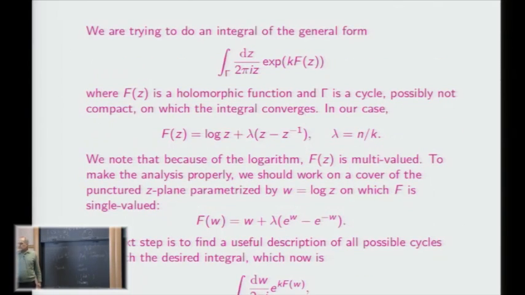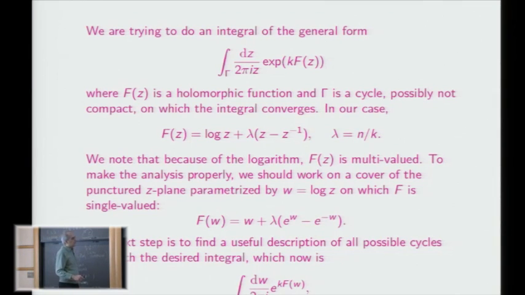So I'll describe it in general. We're trying to do an integral of this general form, the exponential of k times some polynomial. And, well, in our case, it's dz over 2 pi i z, but in general, it could be dz times a Laurent polynomial, or a rational function, maybe. But the main thing is that there's an exponential, and we're interested in taking the exponent large. So f of z is a holomorphic function, and gamma is a cycle which might not be compact, but at least it's the cycle on which the integral converges.